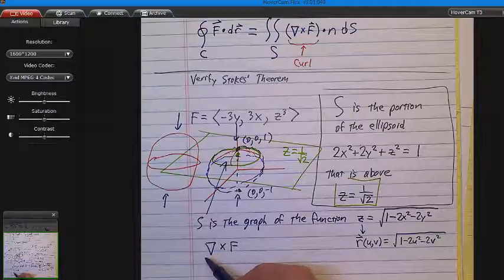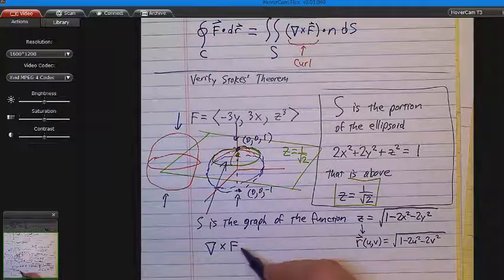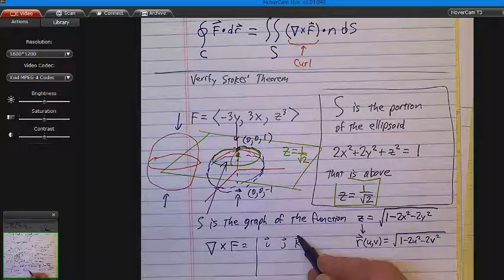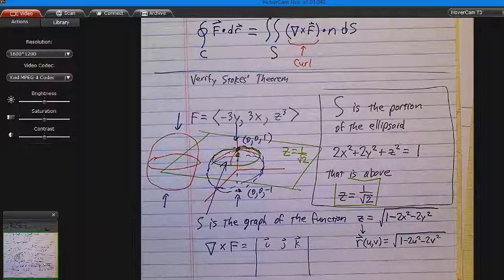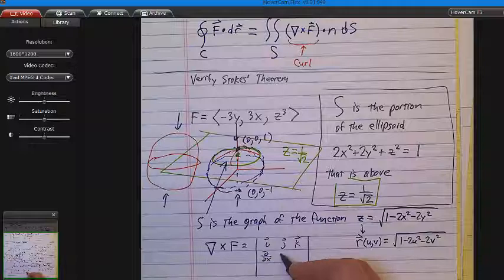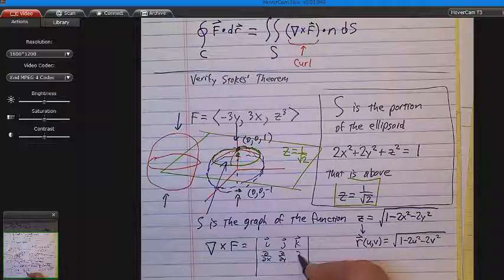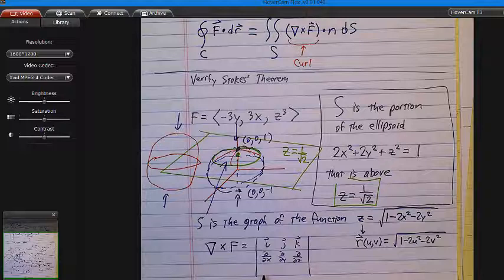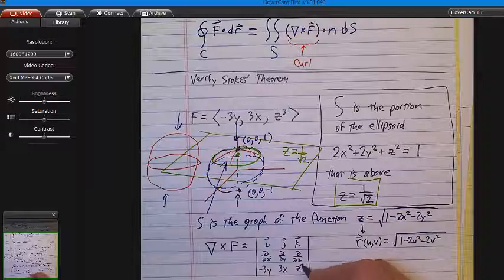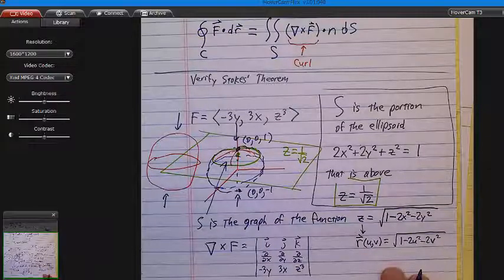So let's see, how do I do this? Well, again, for a cross product, I usually do i, j, k. Oh, but what's the gradient vector? What do we write? Partial derivative, right? Because it's the vector of partial derivatives. It's this operator. And then for f, we were given that. That was negative 3y, it was 3x, and it was z cubed.